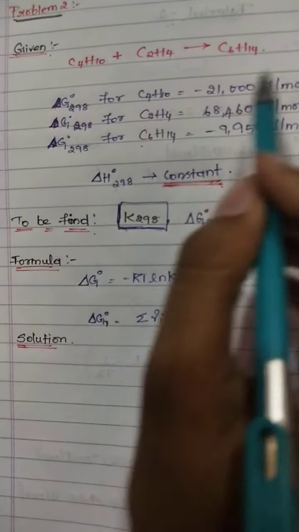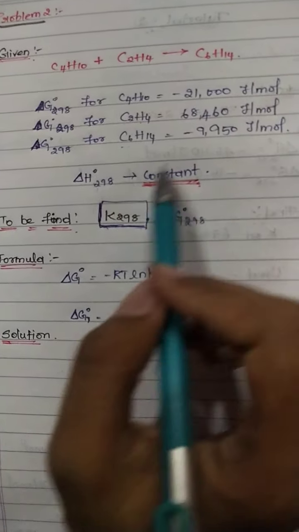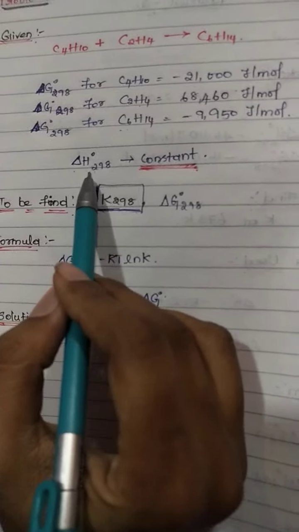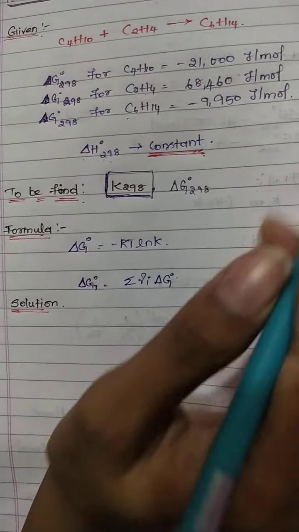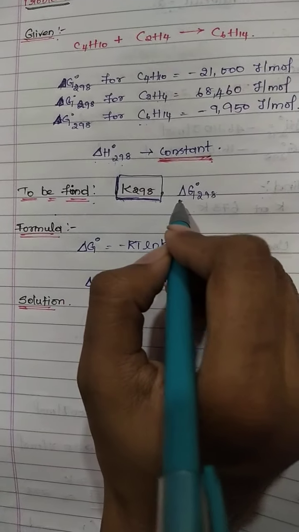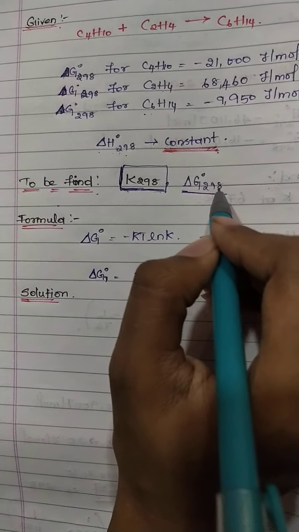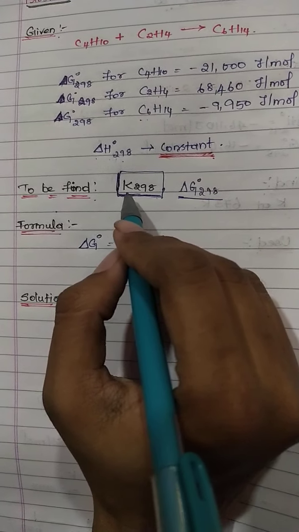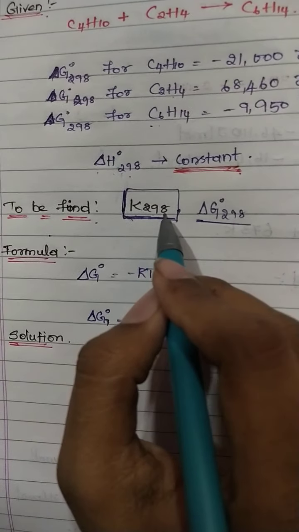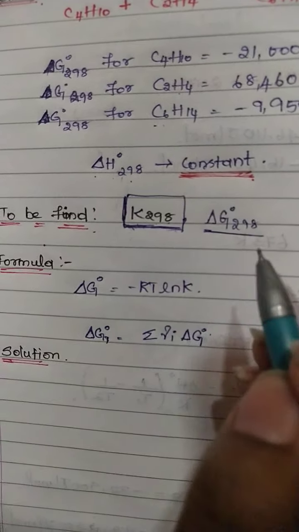For all the things we have del G naught at 298 Kelvin. And it is also given that del H naught at 298 Kelvin is constant. So these are the given data. We need to find del G naught, that is overall del G naught at 298 Kelvin. But I am also going to find K for 298 Kelvin, that is rate constant also.